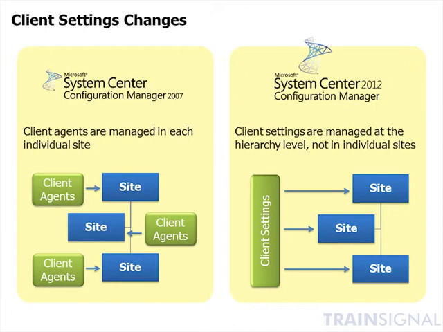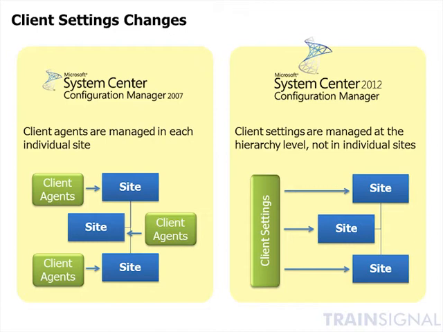There is a lot that's changed in Configuration Manager with regard to client settings, most notably exactly the level at which they operate. In System Center Configuration Manager 2007, client agents were managed in each individual site. As you can see by the green and blue boxes, there were different client agent configurations for each different site in the Configuration Manager hierarchy. This was sometimes a reason that organizations may have split apart their Configuration Manager environment.